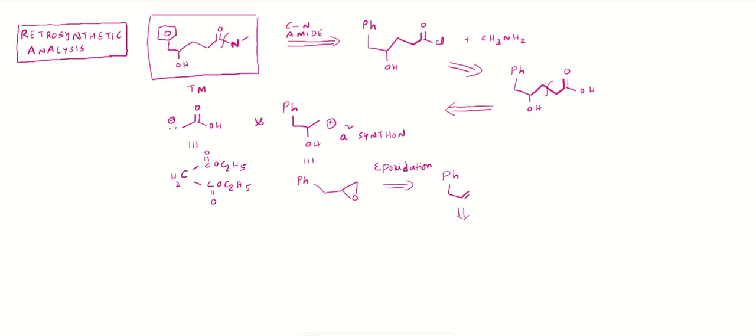And then here we have PhCH2C=OH plus we have Ph3P=CH2. This is nothing but your Wittig disconnection. Now this is called phenylacetaldehyde.